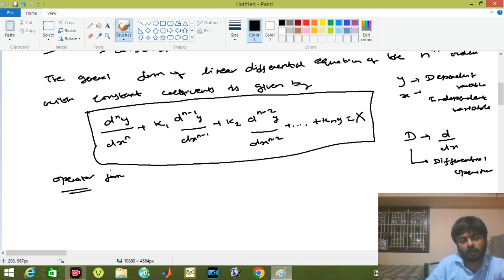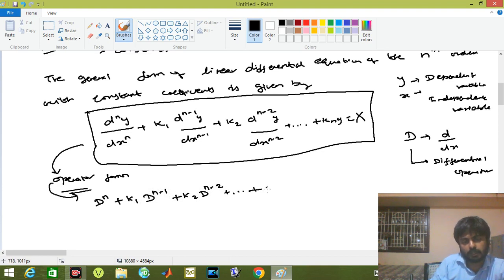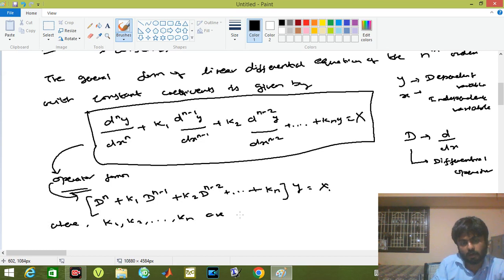So the above equation in operator form can be written as (D^n + k1 D^(n-1) + k2 D^(n-2) + ... + kn) y = X, where k1, k2, ..., kn are constants.